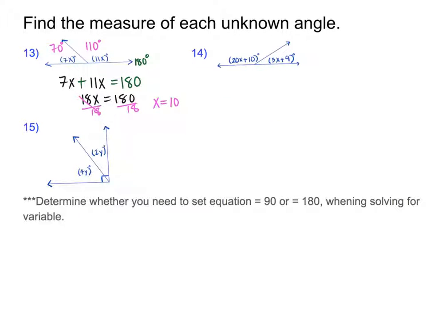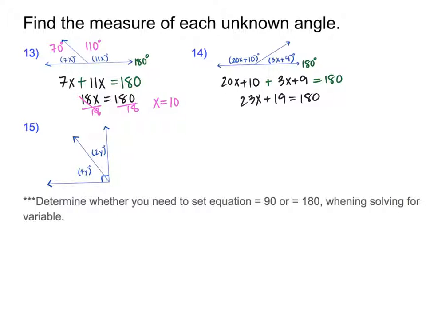So for this problem here, number 14, we're going to do the same thing, but first ask yourself if this is complementary or supplementary. When I add up these two angles, because it's on a straight line, it has to be 180 degrees. So I'm going to combine the two algebraic expressions: 20x plus 10 plus 3x plus 9 equals 180. Then I'm going to combine like terms here. 20x added with 3x is 23x. 10 plus 9 gives me 19, equals 180.